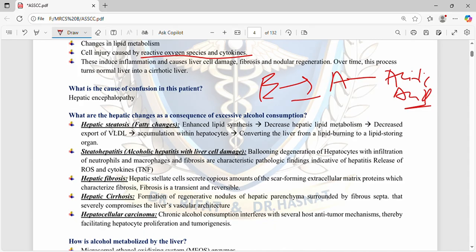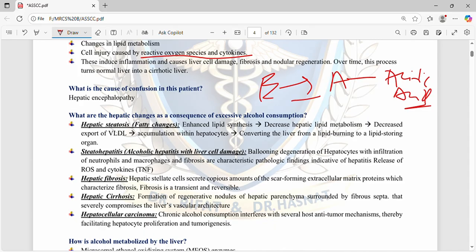What will this hepatic steatosis lead to? Steatohepatitis, alcoholic hepatitis with liver cell damage, ballooning degeneration of hepatocytes with infiltration of neutrophils and macrophages, and fibrosis are characteristic pathological findings indicative of hepatitis, with release of reactive oxygen species and cytokines, TNF, tumor necrosis factor. These cause continuous inflammation and damage of the hepatocytes. Hepatic fibrosis: hepatic stellate cells secrete copious amounts of scar forming extracellular matrix proteins which characterize fibrosis. Fibrosis is transient and reversible. So at this stage reversal can occur, but after this stage the liver will convert into cirrhotic form.